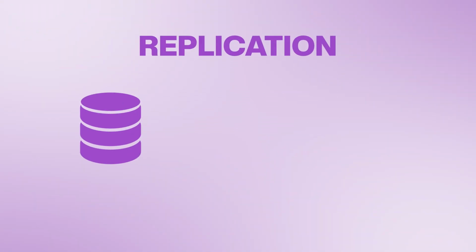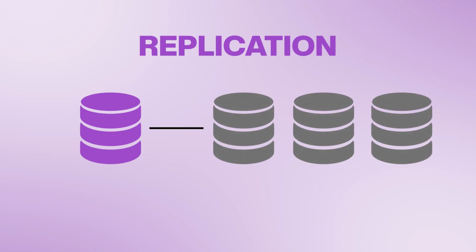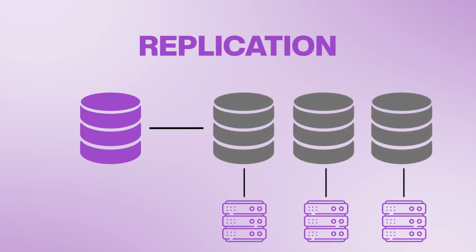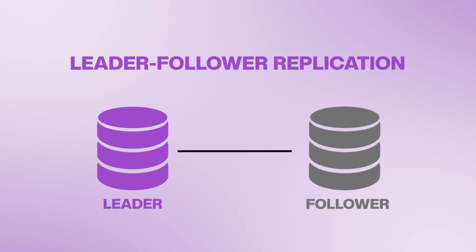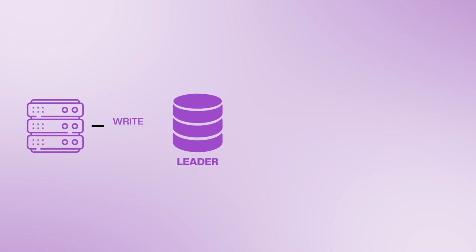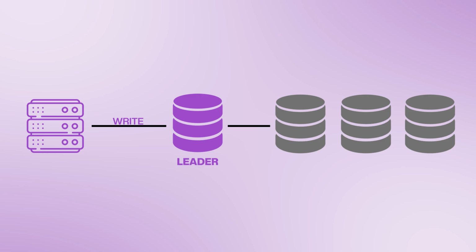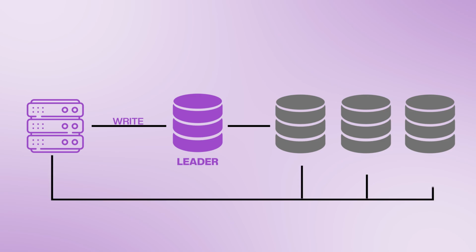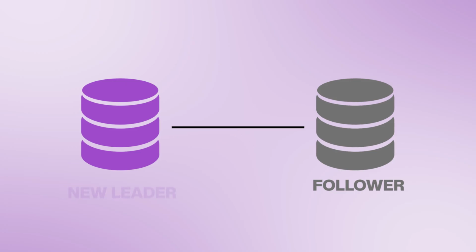Once you have a database, especially in a high traffic system, you can't just have one copy of your data. That's where replication comes in. Replication is the process of maintaining multiple copies of your data across different servers or locations. One common pattern is leader-follower replication. In this pattern, all write operations go to a single leader node, which then asynchronously replicates those changes to multiple follower nodes. Reads, however, can be served by either the leader or any of the followers. This helps distribute the read load and provides redundancy. If the leader fails, a follower is then promoted to become the new leader.